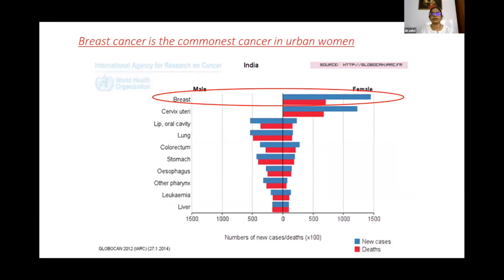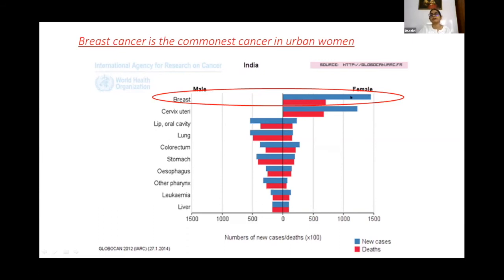The other issue that we all dread dealing with is cancer. We don't want to miss a cancer in this age group. So this is the cancer registry from India. If you see, breast is the single most common cancer.